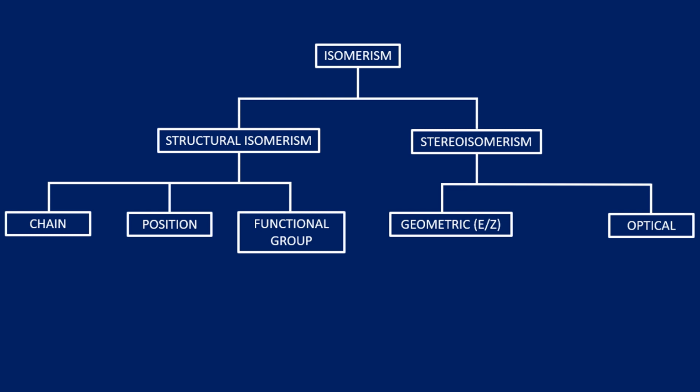So, isomerism then. There's actually two subgroups to isomerism. There's structural isomerism and stereoisomerism. And then there are other subgroups. So there's three types of structural: chain, position and functional group. And there are two types of stereoisomerism: geometric and optical. And what we're going to do is we're going to go through each one in turn. We're going to define them and then we're going to look at some examples.